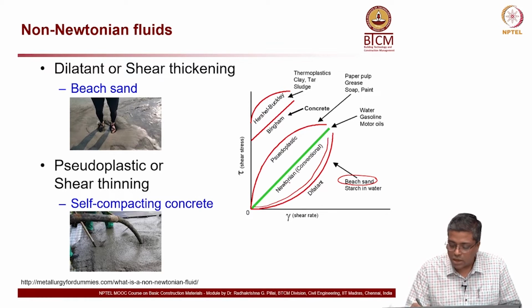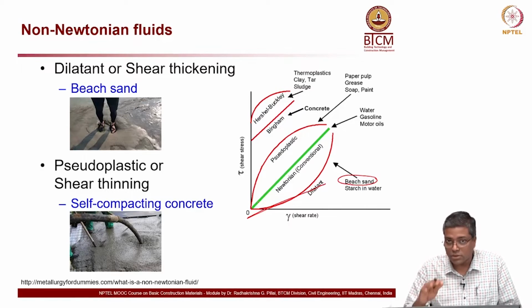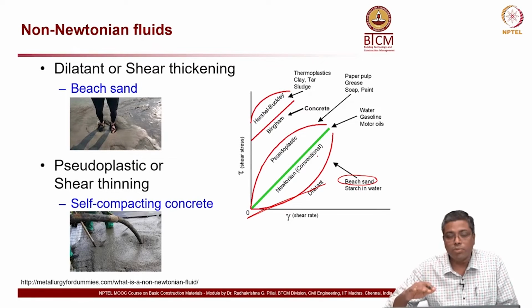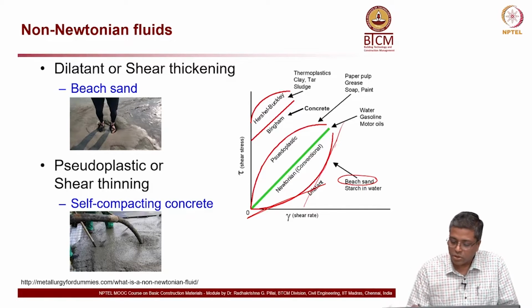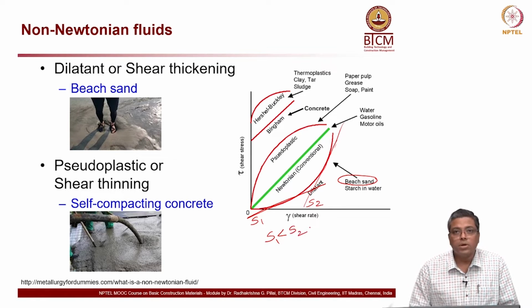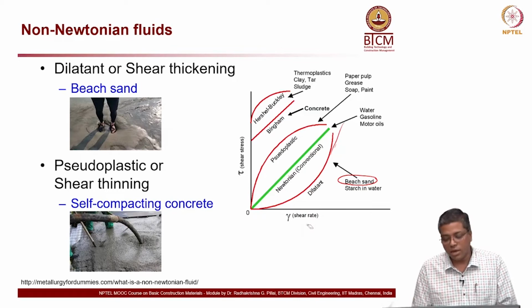So, what I am saying is, if I take the slope of this curve here in the beginning, when there is a lot more water below your foot, this is the slope. But as you apply pressure, more water is removed from below the foot and the sand becomes more and more stiff. So, if I take this as slope 1 and this as slope 2, slope 1 is smaller than slope 2, or the slope keeps increasing. That is what dilatant behavior or shear thickening behavior is.